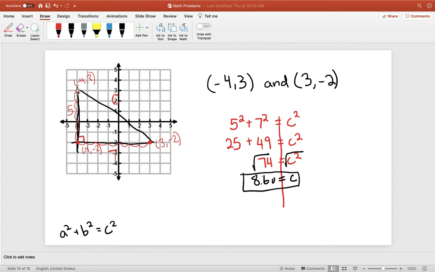Even if you know how to use the Pythagorean theorem correctly, if you count the wrong length, you're going to get it wrong. There's other ways to go about it too. You might notice the difference between 3 and -2 is 5, hence the 5 here. And you might also notice the difference between -4 and 3 is 7. I mean, they're 7 units apart. So there's a couple different ways to think about this.